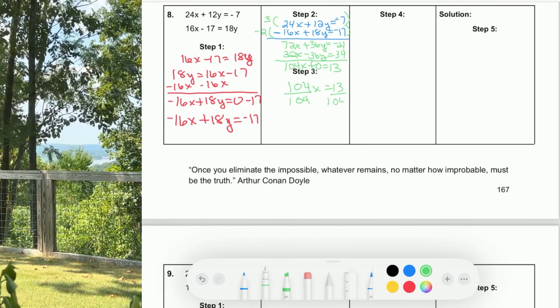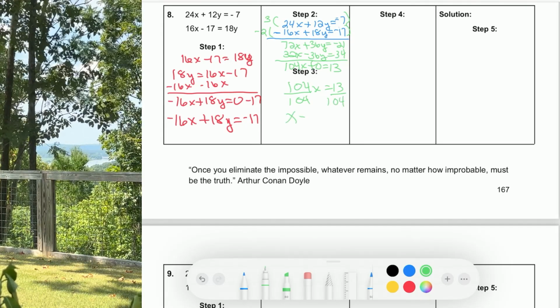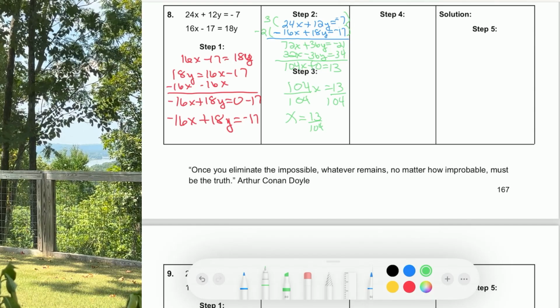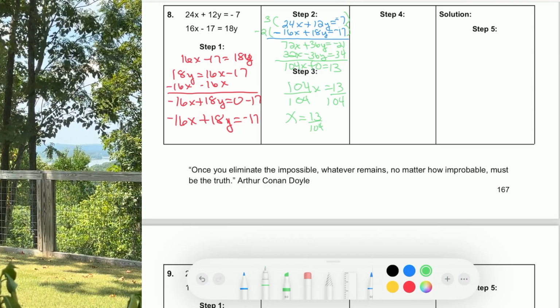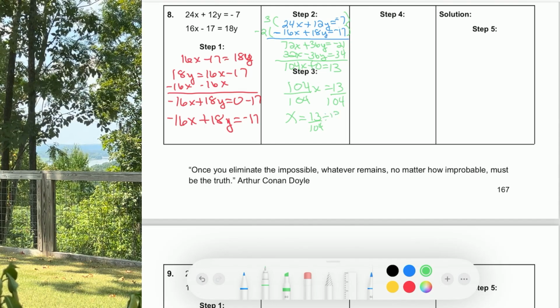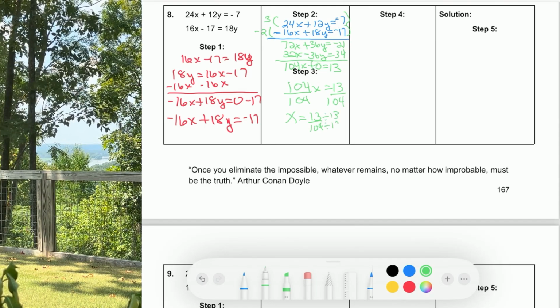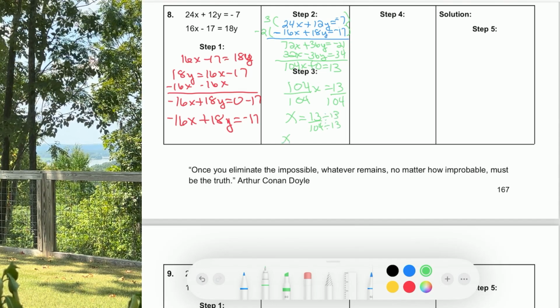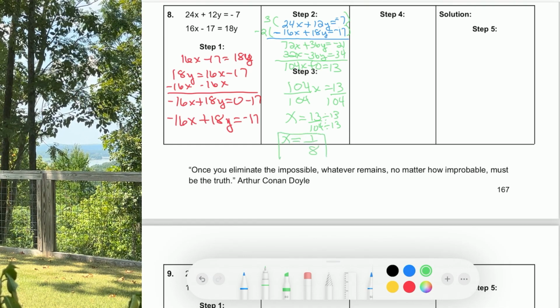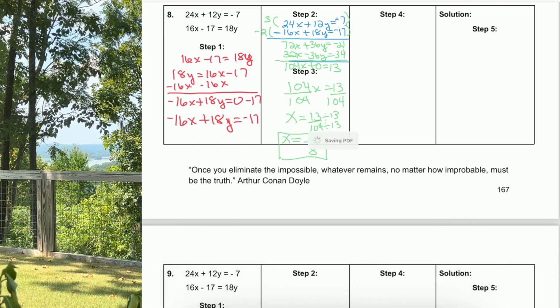Ooh, this does not look pretty, does it, guys? So x equals 13 over 104. But 13 goes into 104 equally, so I can reduce both numbers by 13 and at least get a smaller fraction. So x equals 1/8. That looks better than the other version.